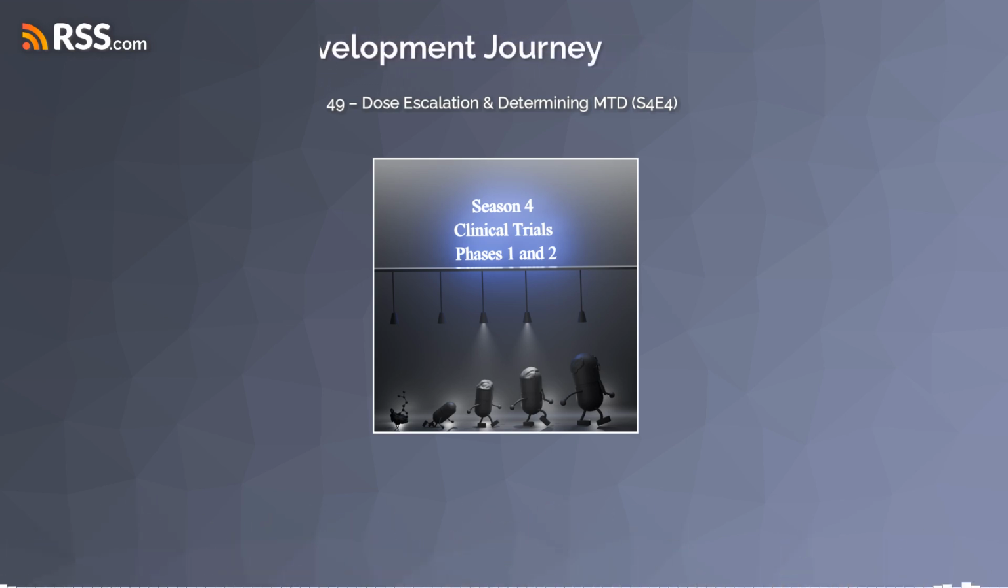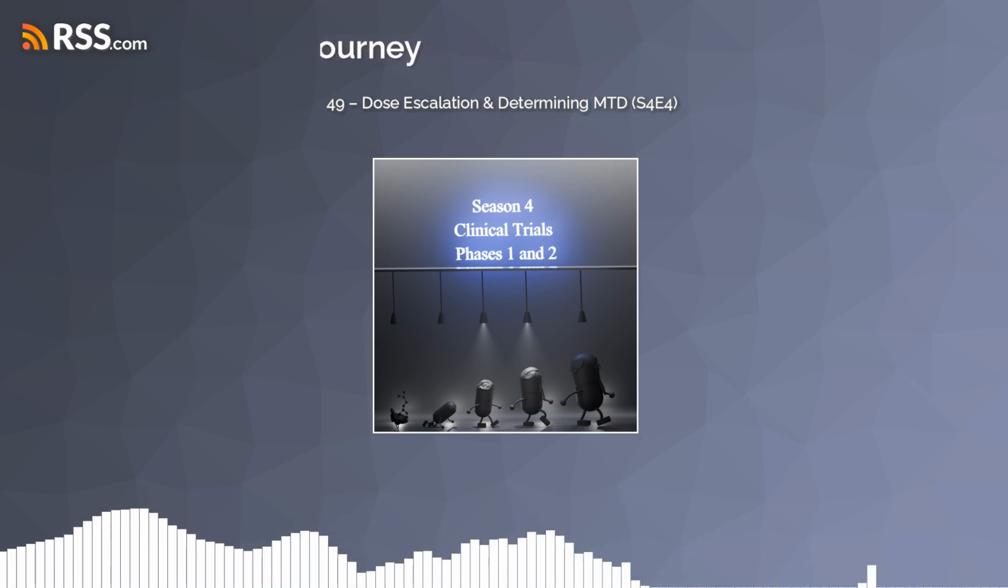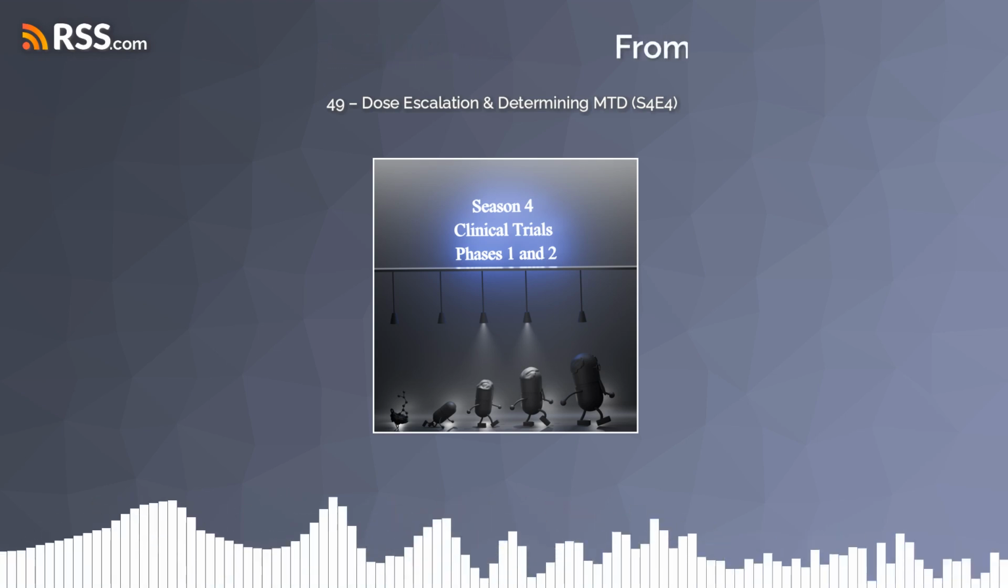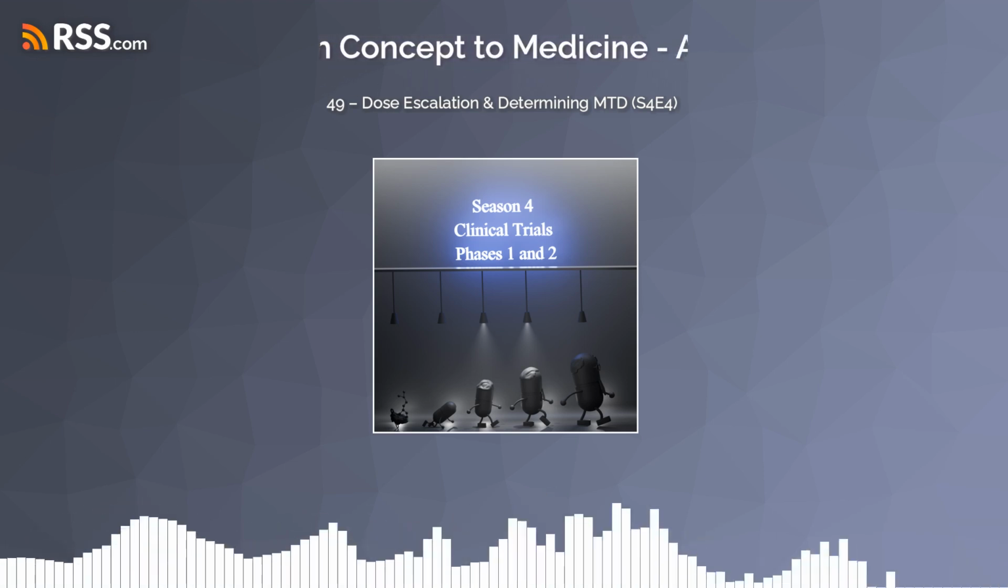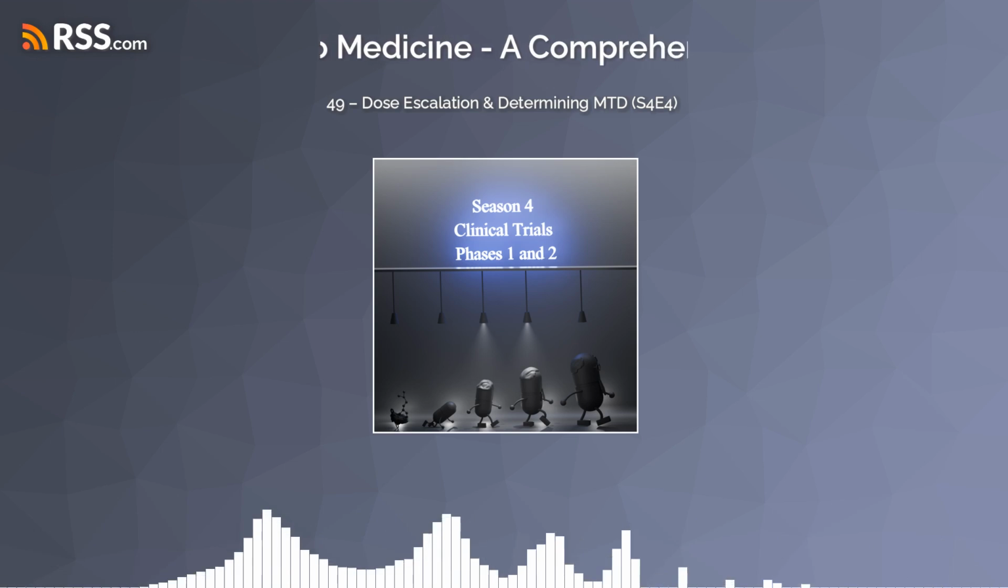That's a great story. It really highlights how much goes into something as seemingly simple as finding the right dose. It's not just picking a number out of a hat. It's a whole science in itself. Absolutely. And it's a science that's constantly evolving.